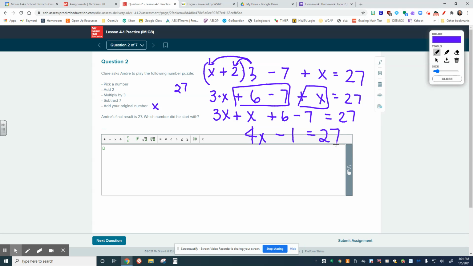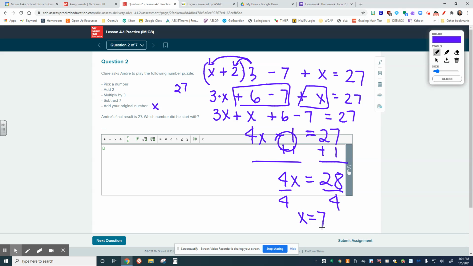We want to get X by itself, our goal is to find the original number. We add 1 to eliminate this constant, making it 0, but we have to add 1 to the other expression as well to maintain equality, leaving us with 4x is equal to 28. Divide by 4 in both expressions, and we say that his original number was 7.